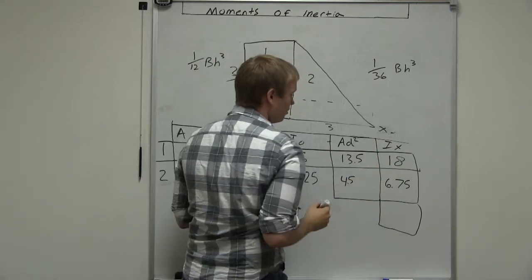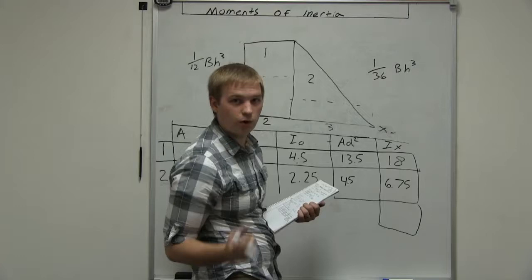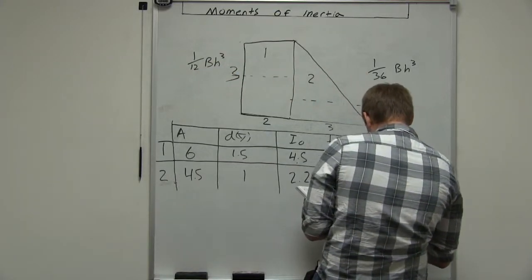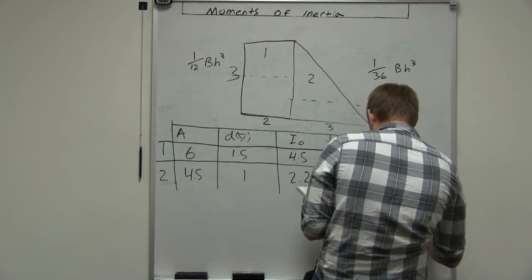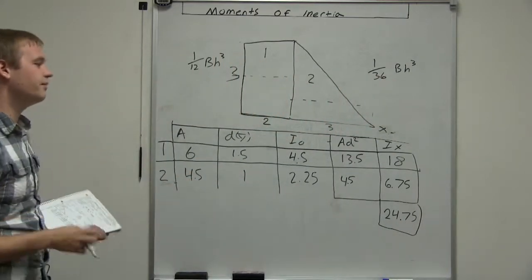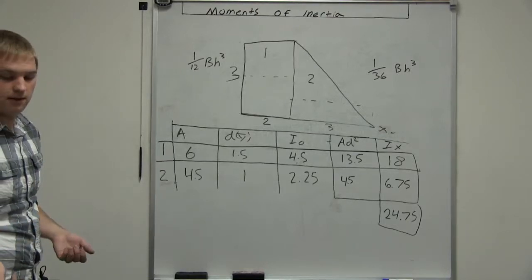All we have to do is add those together to get our total moment of inertia about the x-axis, and that equals 24.75. Okay, and that's the answer that we are looking for right there.